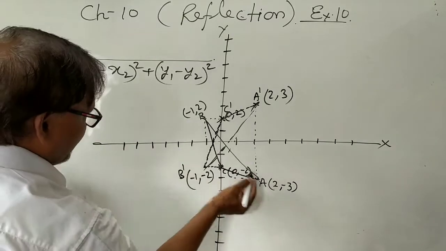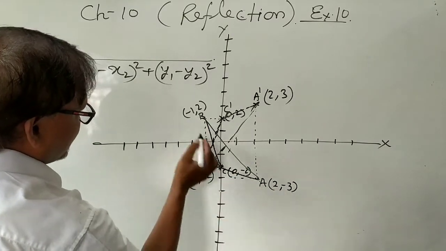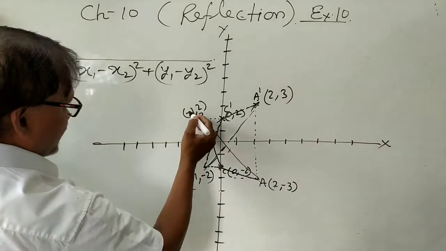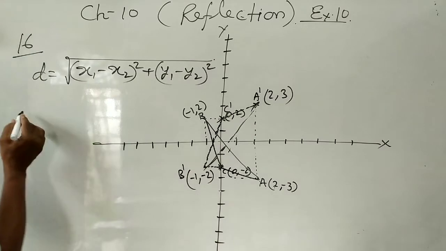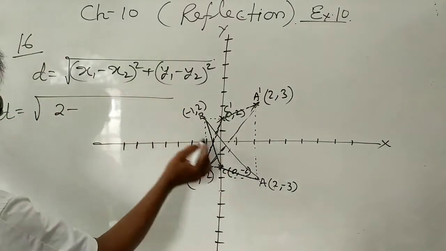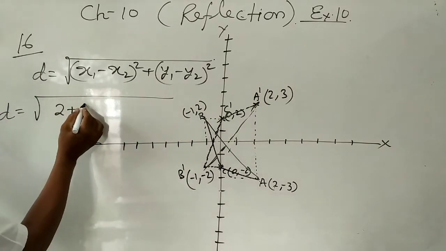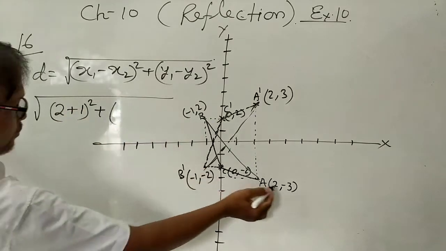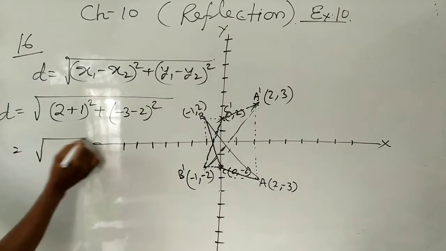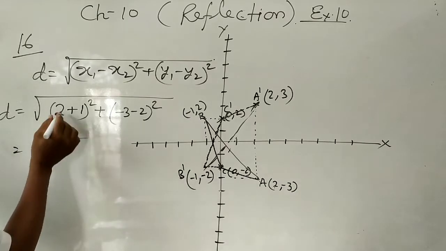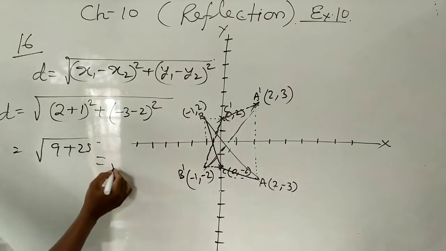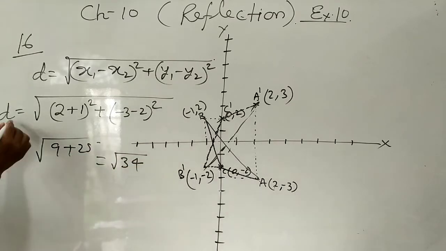We are calculating one, AB first. So (2, -3) and (-1, 2). If we take x1 y1 and x2 y2, then x1 is 2 minus x2 which is -1, so it will be +1, whole square, plus y1 meaning -3 and y2 meaning 2. So you will get 3 square 9, 5 square minus 5 square 25, so 9 plus 25 means √34. And this is the AB.